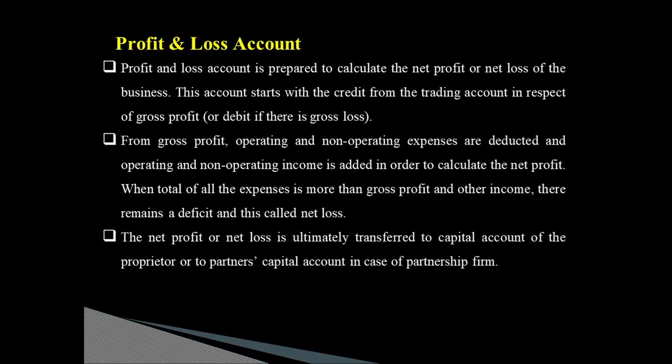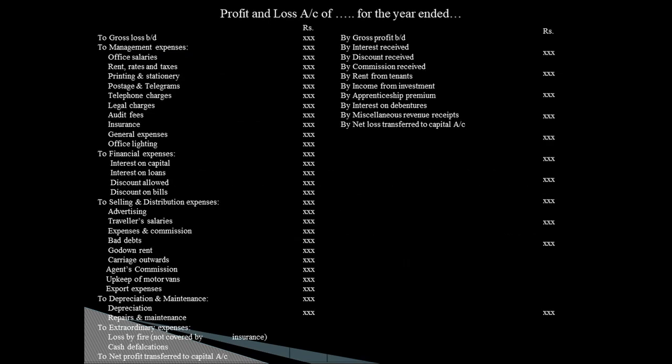The net profit or the net loss is ultimately transferred to the capital account. It should be added to the capital on the liability side of the balance sheet. This is the format of the profit and loss account. First, we have the heading: profit and loss account of the name of the concern for the year ended. For the period, we have to mention the period for which we are going to prepare the profit and loss account.